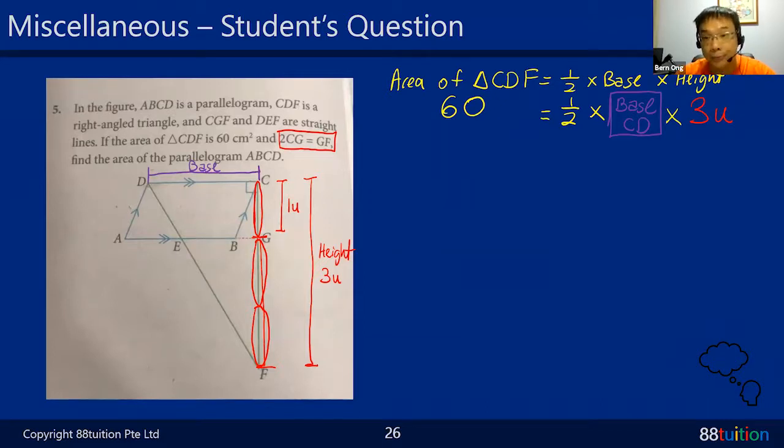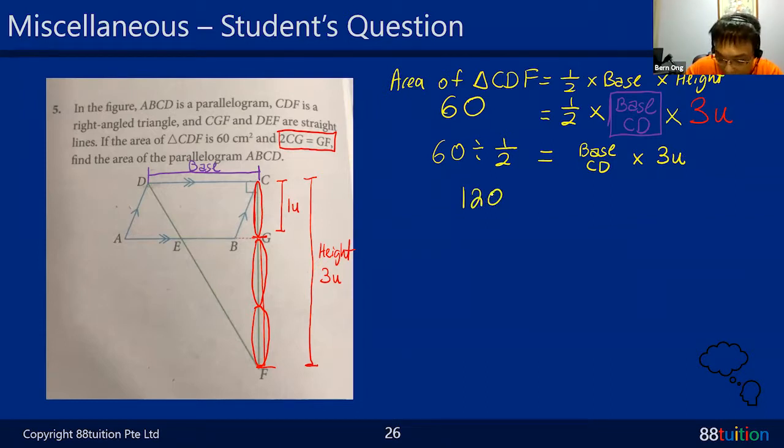You can press your calculator. I give you some credits, but it's not 30. Times half you bring across is divided by half. 60 divided by half is 120. So what is left down here is the base CD times 3 units, where u stands for units. 60 divided by half is 120, not 30, please. So be careful. I want to find base CD, so I purposely bring my times 3u across. If I bring my times 3u across, it will be a divide. So 120 divided by 3 units.